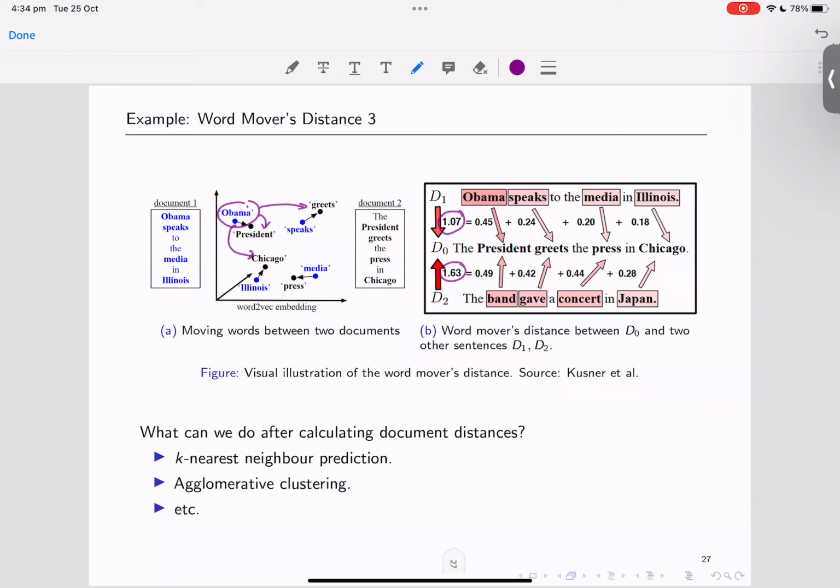So there's a question online: how does one determine which word maps to which? That's a good question, because we don't know. We want to solve for X. X is the transport matrix. It tells you how much you want to move from this word to the other word. By solving that optimization problem, we will know exactly how much to transport from one word to another. Does that answer your question? Okay, great. Let's move on.